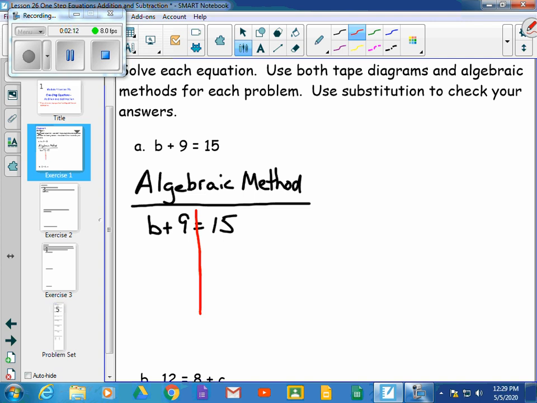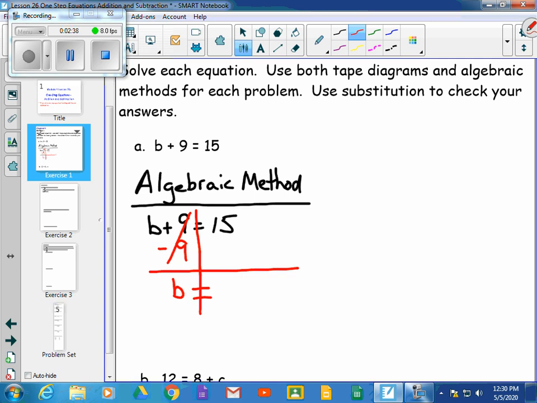So with the variable, we have plus 9. So in order to get the variable by itself, we're going to do the opposite operation, the inverse operation we would call that. So we're going to subtract 9. That removes that 9 there, and that puts the b by itself.